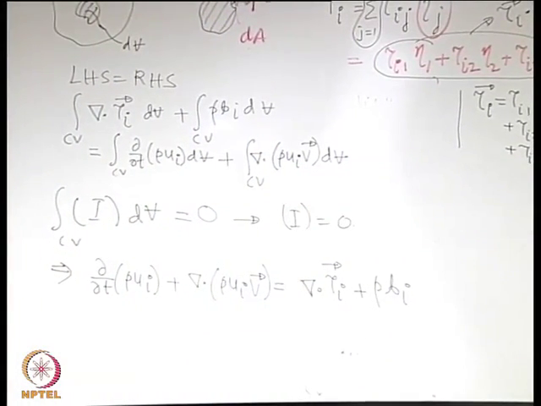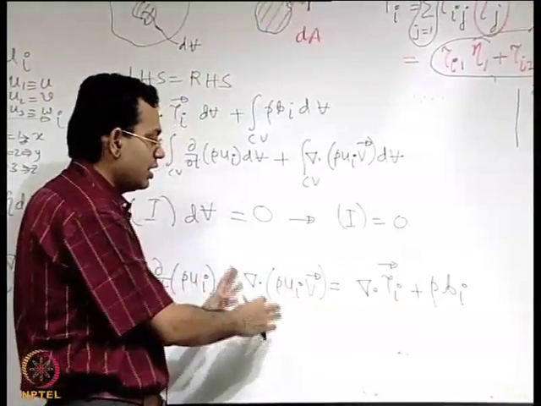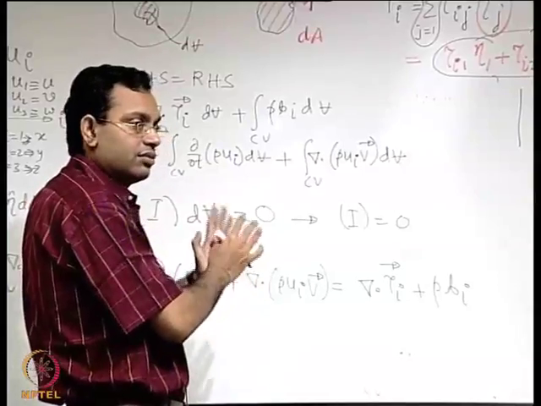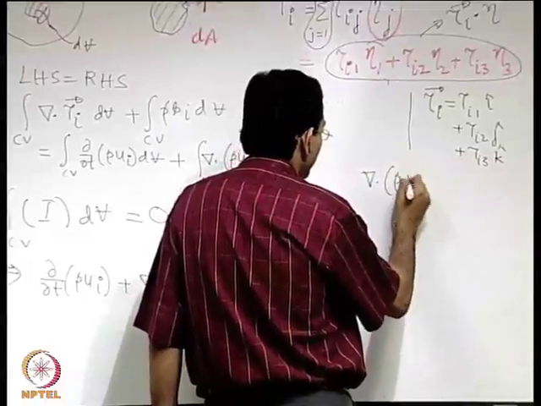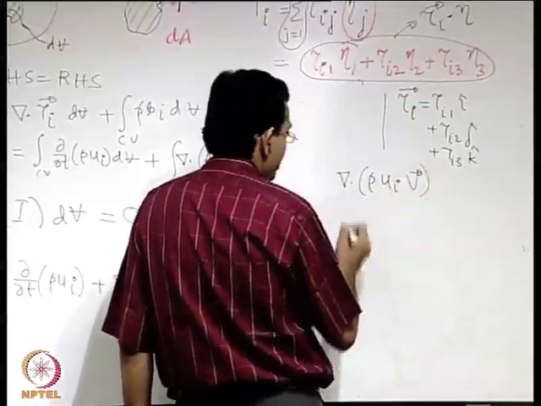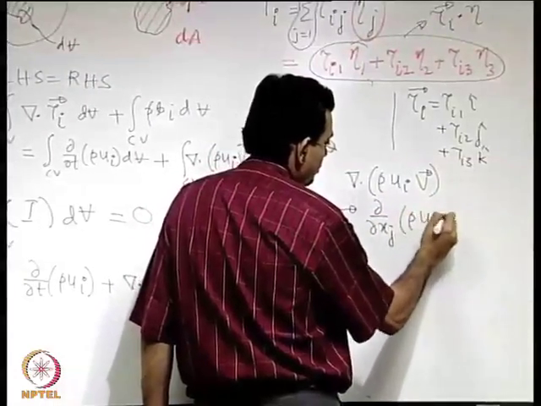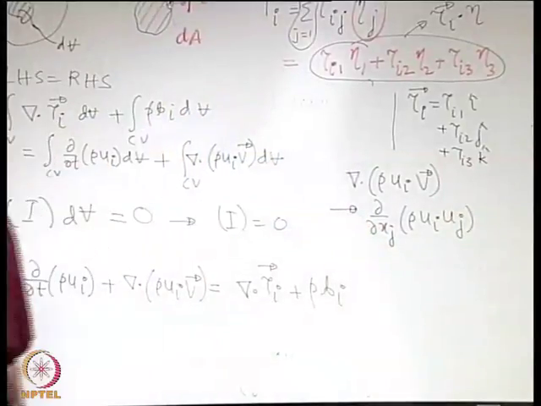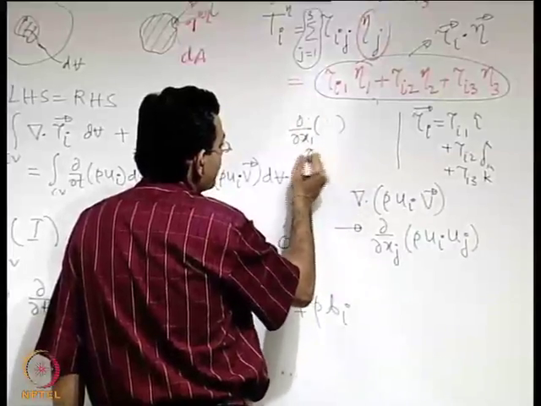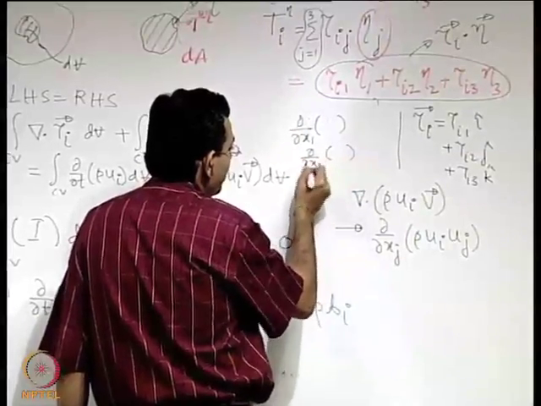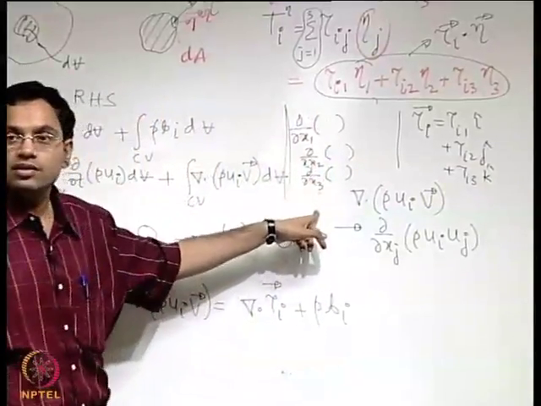Okay. Now, it is possible to express it; this is partially written in index form, partially in vector form, but it is possible to write it in a proper fully index form. So, divergence of rho u_i v, in proper index notation, is written in this way. See, what is divergence? You will have a partial derivative with respect to x, then with respect to y and with respect to z. So, just like x1, x2, x3, the sum of these three.